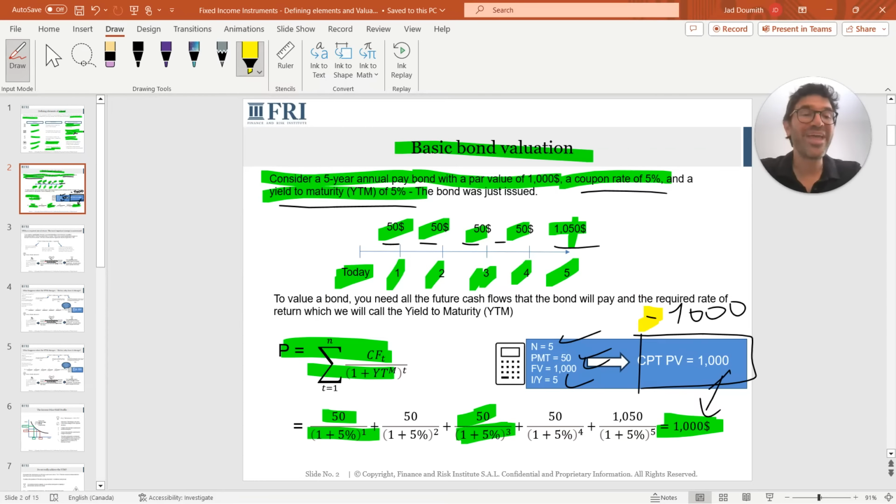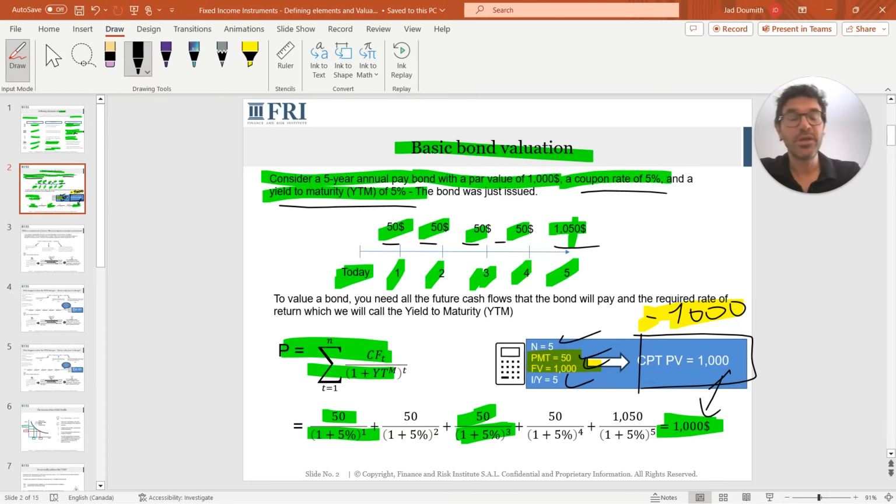You need to pay, hence the negative, you need to pay $1,000 today to acquire the bond so that you become entitled, so that you now have the right to receive, hence the positive, payment of 50 and future value of 1,000. This explains why the signs here are opposite. You need to pay $1,000, hence the negative, to be entitled to receive the next 5 payments of $50 and the future value of $1,000 at maturity.